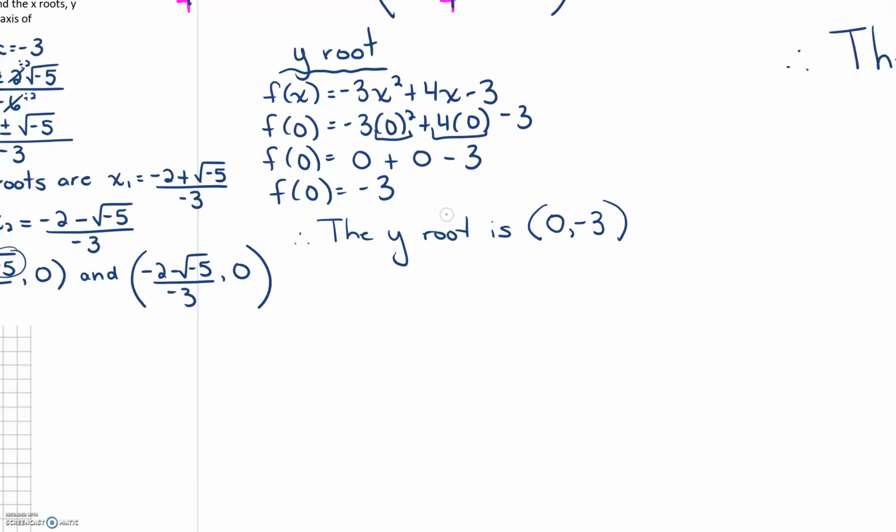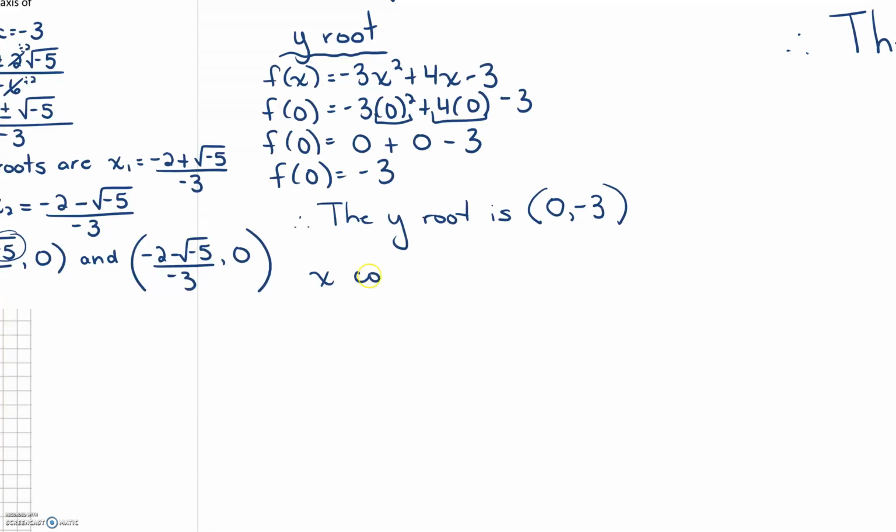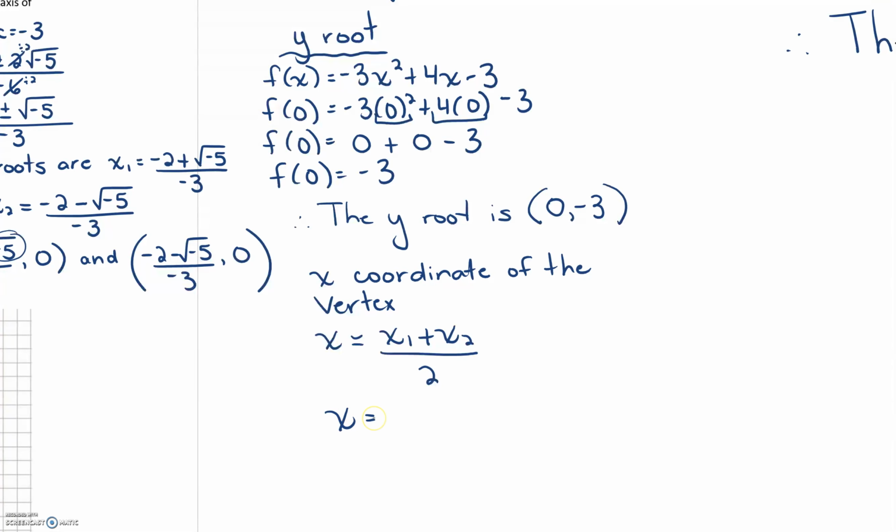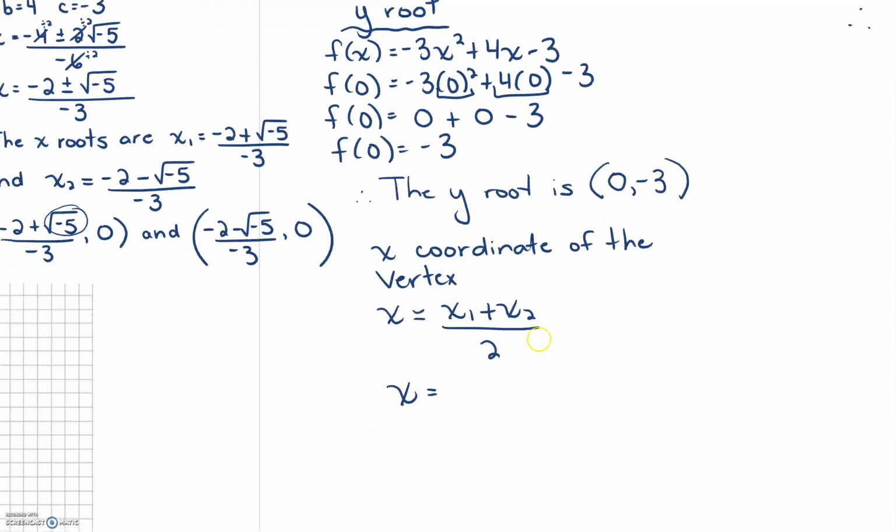Okay, so now we're going to go ahead and find the x-coordinate of the vertex. You can't just find the vertex that easily. Now that we have the two roots, you should know that the x-coordinate of the vertex, you need to add up both roots and divide by 2. So I'm going to go ahead and do that.